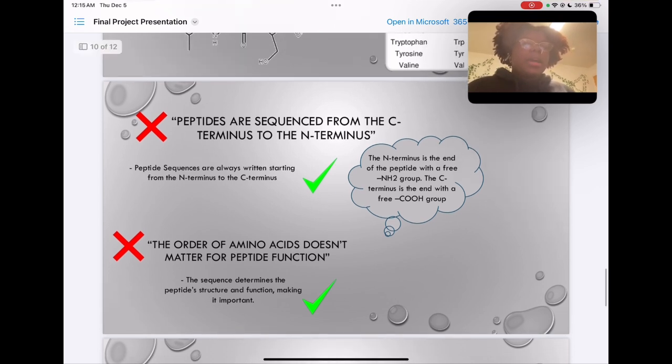Another misconception is that the order of amino acids doesn't matter for peptide function, and this is untrue. The sequence determines the peptide structure and function, making it very important.